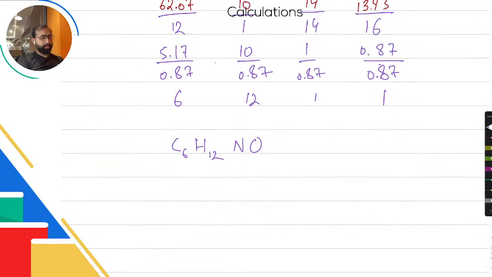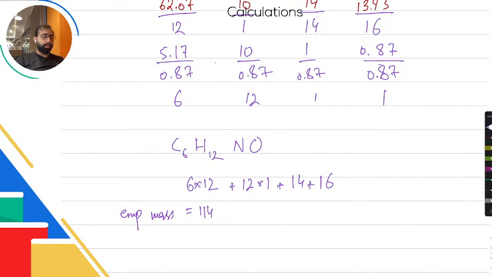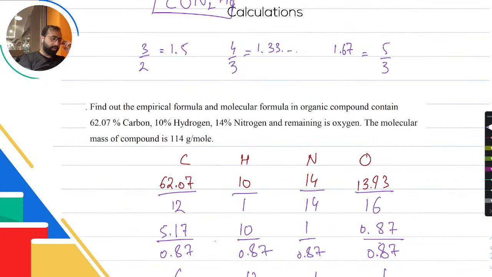Now let's see, C6H12NO. What is the empirical mass? Let's figure that out. So 6 times 12 plus 12 times 1 plus 14 for nitrogen and 16 for oxygen. So 14 plus 16 plus 12 plus 72, that is 114. So this is my empirical mass. How does this relate to molecular mass? Let's see. My molecular mass is also 114.